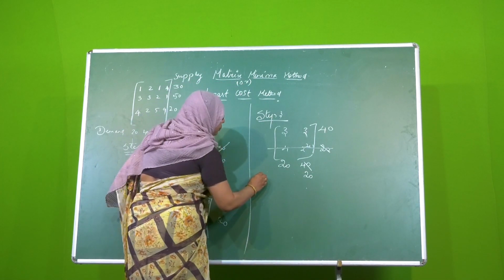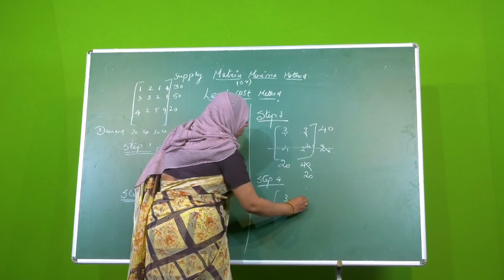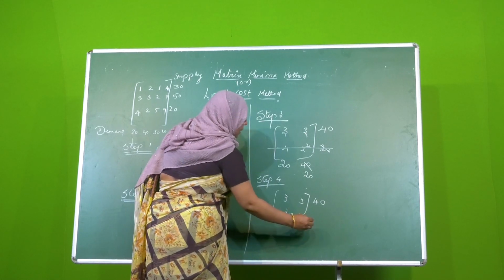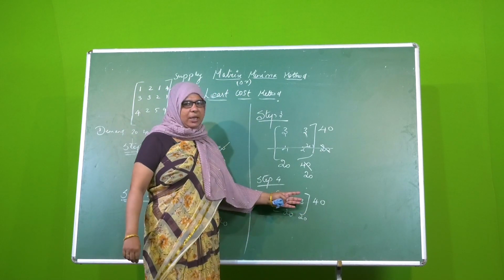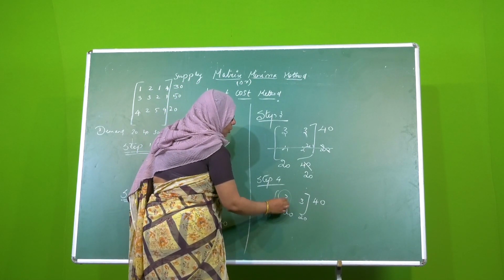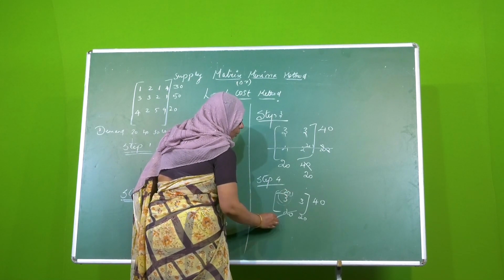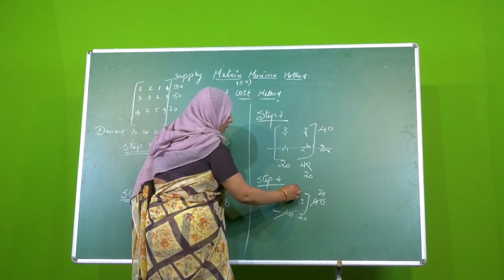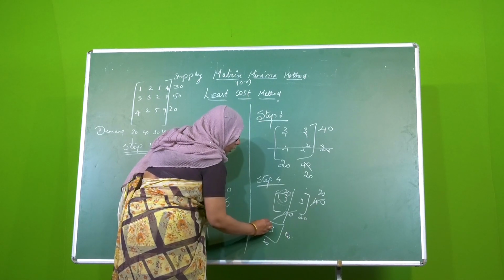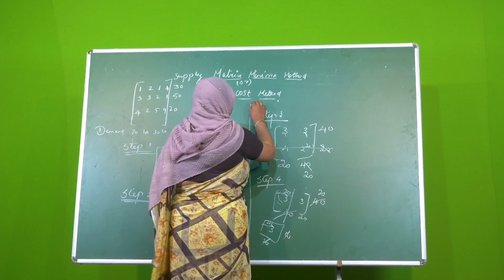Next, step 4. The remaining elements are 3, 3 and the supply value is 40, and the demand values are 20, 20. The problem is balanced. You have to select any one 3. I am selecting the first element. The row element is 20. So you subtract 40 minus 20, that element vanishes. So for the 3, we allocate 20, and the other 3 also 20.